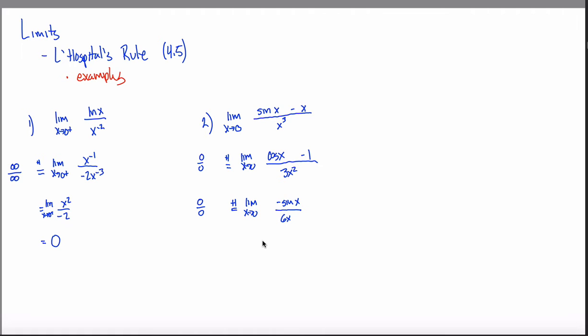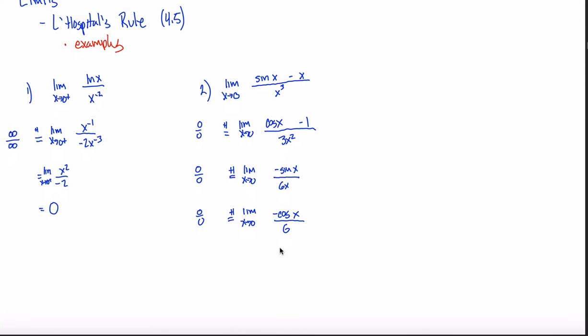All right, try plugging in zeros. Try evaluating this limit. The sine of 0 is just 0, so the top is negative 0, which is just 0. And the bottom is 6 times 0, which again is just 0. So I'm going to use L'Hopital's rule again because I still have this 0 over 0 indeterminate form. And figure out the limit as x approaches 0 of the derivative of negative sine of x would be negative cosine of x, and the derivative of 6x is just 6.